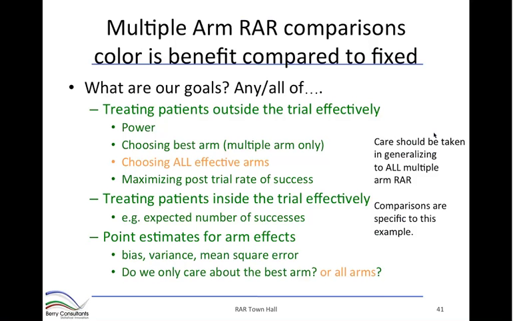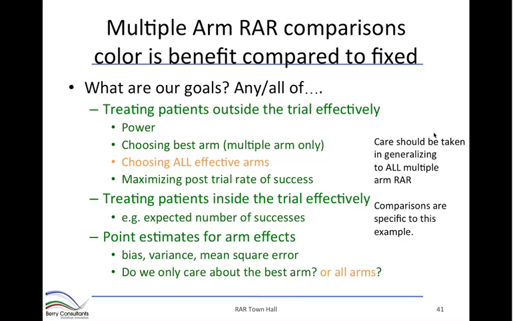It's better at choosing the best arm, so that's green. It's better at maximizing the post-trial rate of success. I treat patients inside the trial better. And in fact, I'm obtaining better point estimates because I'm able to get more subjects on the comparison of interest. Now, you'll notice in orange here, this is dependent on my emphasis on choosing the best arm.